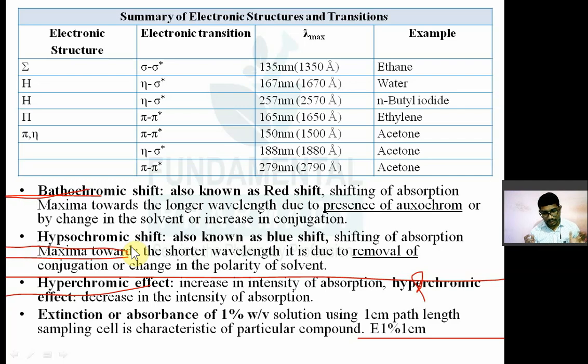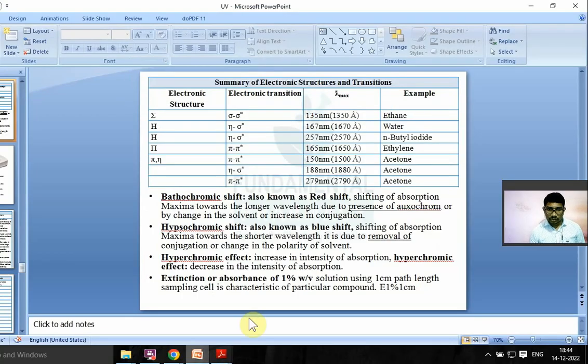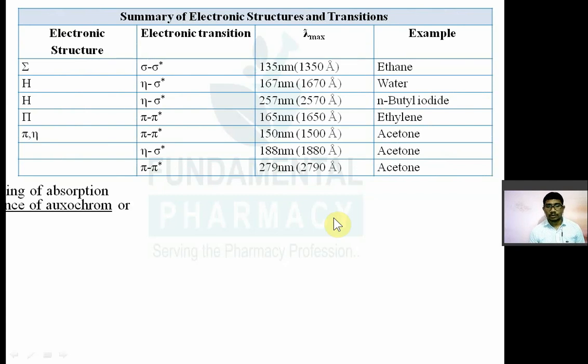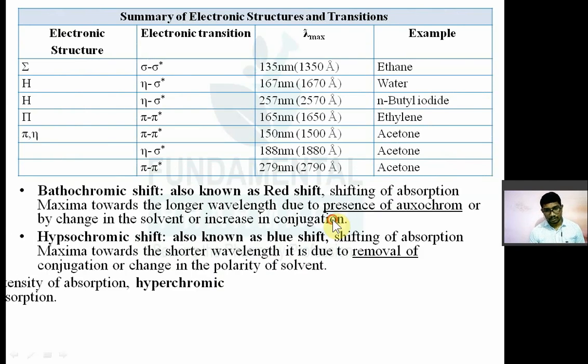So it is a characteristic of particular compound, so E1% 1 centimeter is known as the extinction coefficient of a particular compound, that is a characteristic property of the compound, and that is used for the quantitative purpose, तो quantitative purpose के लिए उसको, okay?